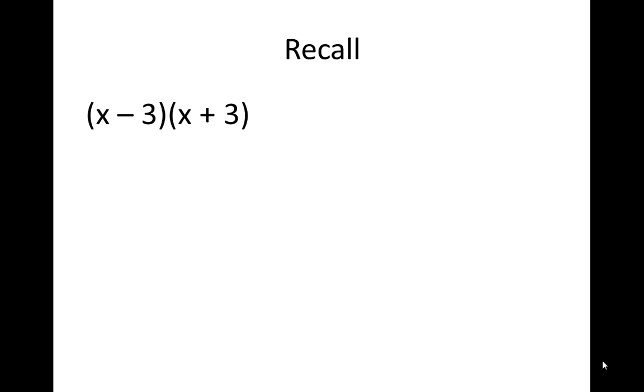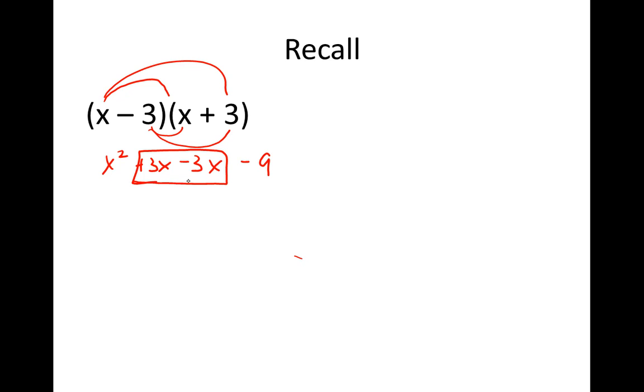So recall from an earlier lesson, the unit we did before this one, x minus 3 times x plus 3. What did we get here? We do x times x, which is x squared. x times 3 is 3x. Negative 3 times x is a negative 3x. Negative 3 times 3 is a negative 9. And what happened here was that these two middle terms always canceled out, and we were just off by a sign there. And we end up with x squared minus 9.